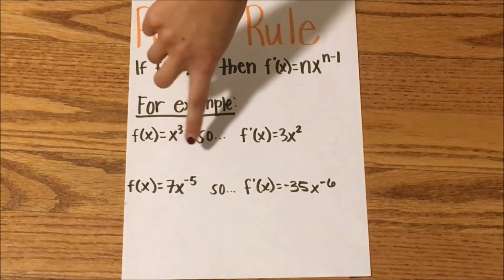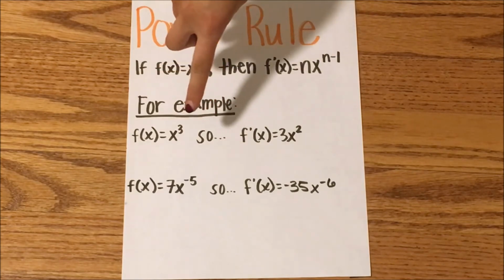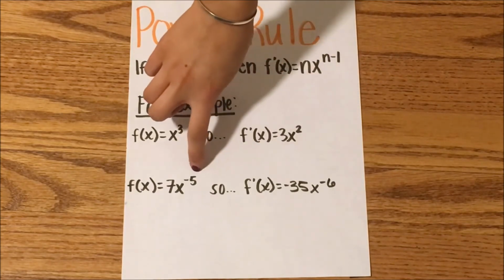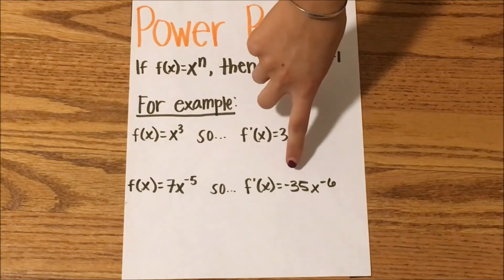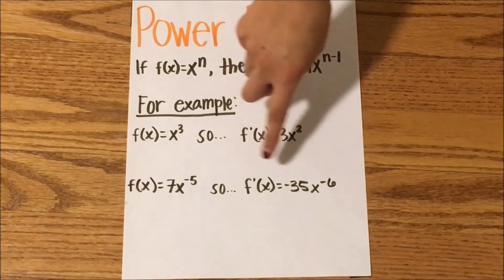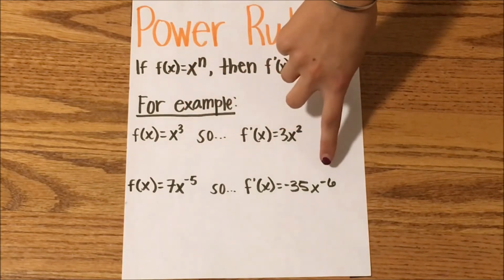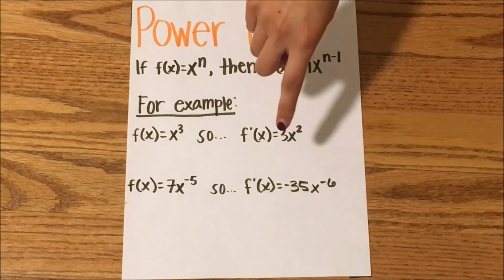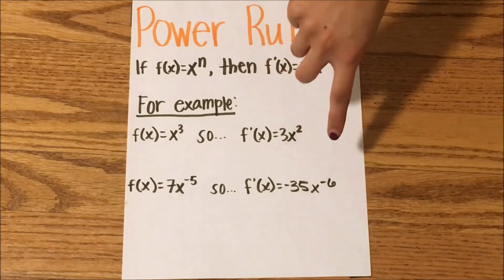So our original function is 7x to the negative fifth. We take the exponent and multiply it by 7, which gives you negative 35, and then subtract the exponent by 1, so you'd get negative 6. So your final derivative is negative 35x to the negative 6th.